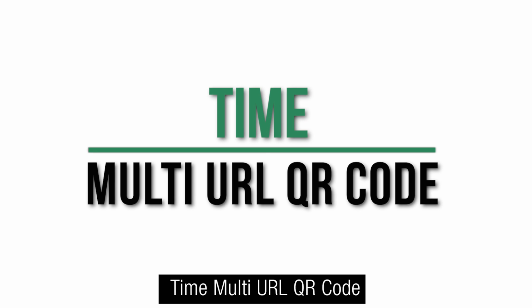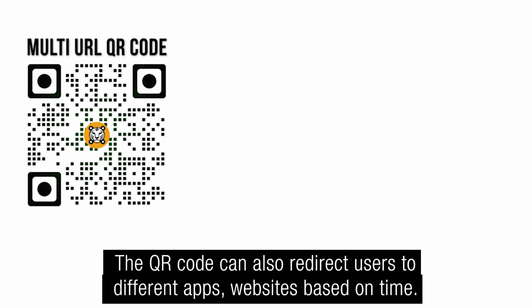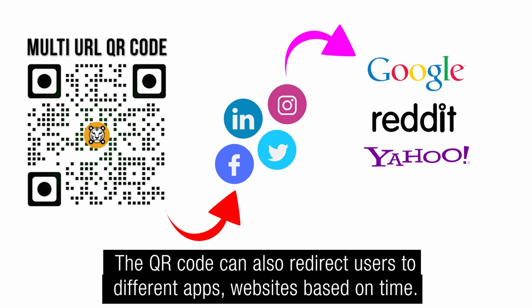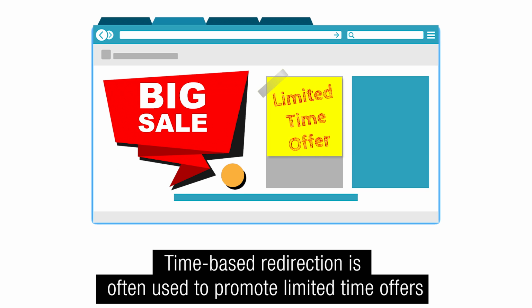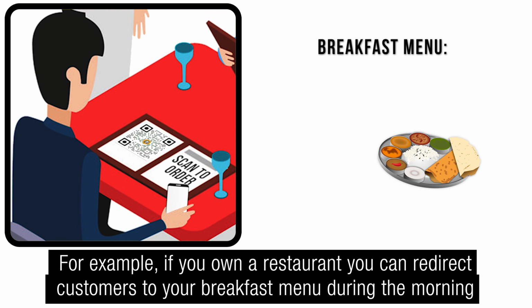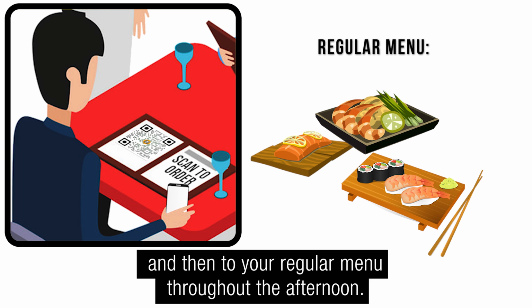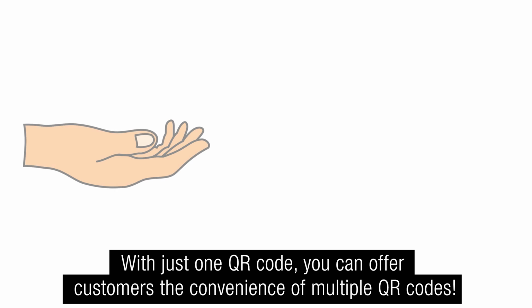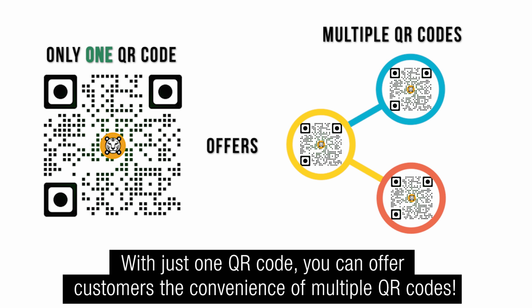Time, multi-URL QR code. The QR code can also redirect users to different apps or websites based on time. Time-based redirection is often used to promote limited time offers. For example, if you own a restaurant, you can redirect customers to your breakfast menu during the morning and then to your regular menu throughout the afternoon. With just one QR code, you can offer customers the convenience of multiple QR codes.